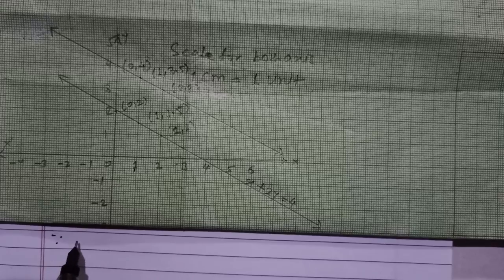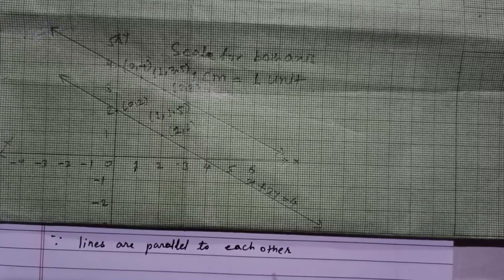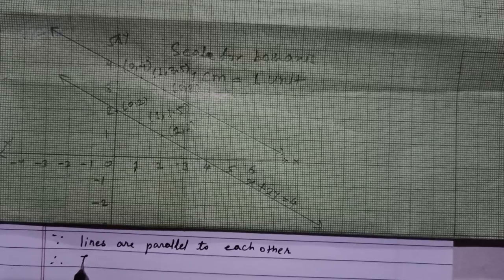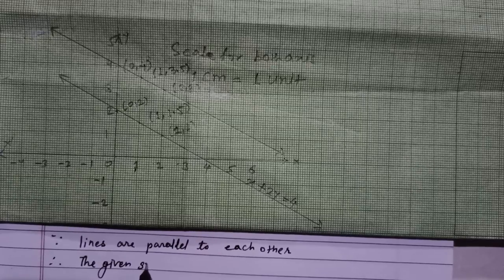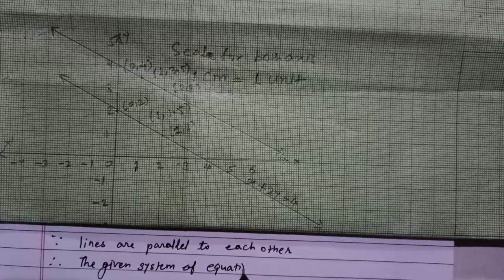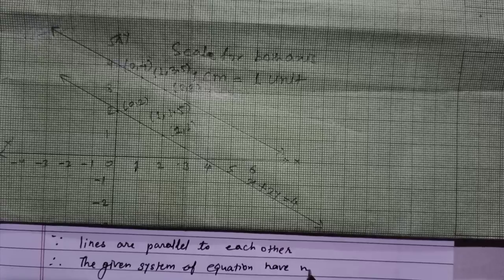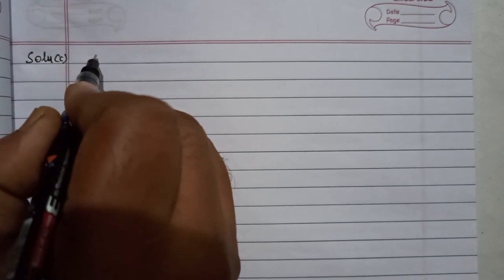Since lines are parallel to each other, therefore the given system of equation have no solution. Solution C.